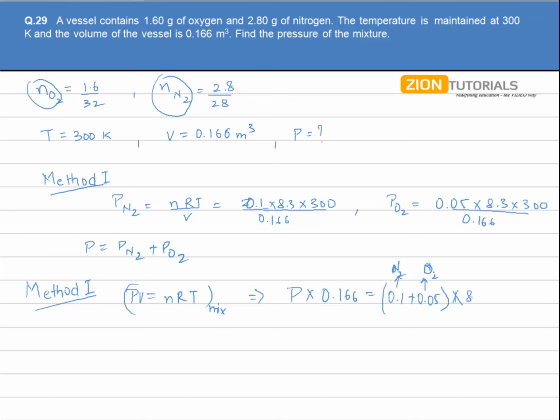R, which is 8.3, and what is the temperature? This is 300, right? So from here we will get the value of P. So that would be equal to 0.1 plus 0.05 into 8.3 into 300 divided by 0.166. So even if you are adding these two, or otherwise getting the total pressure by this, you will get the same value, because if we add these two, we can take 0.1 plus 0.05 and 8.3 into 300 divided by 0.166 as common, right? This is the common thing.